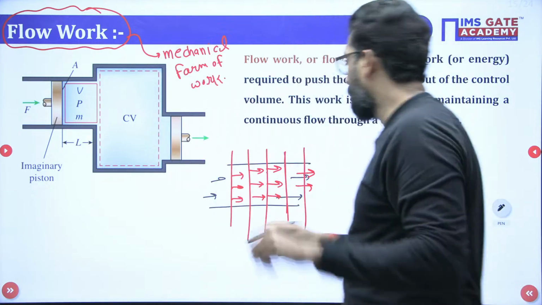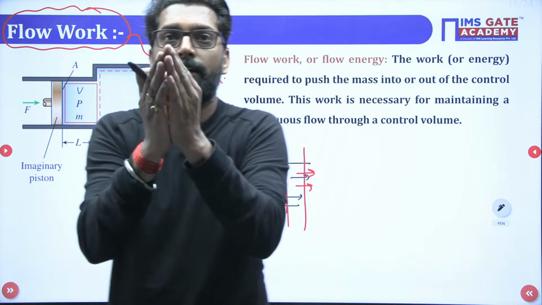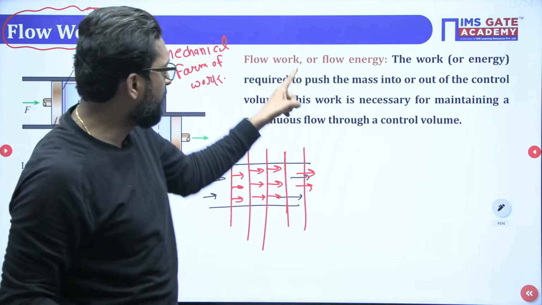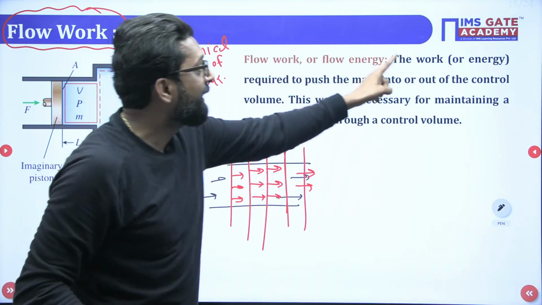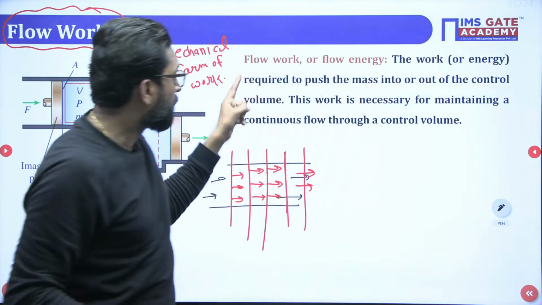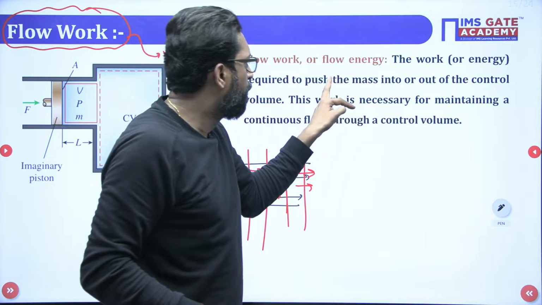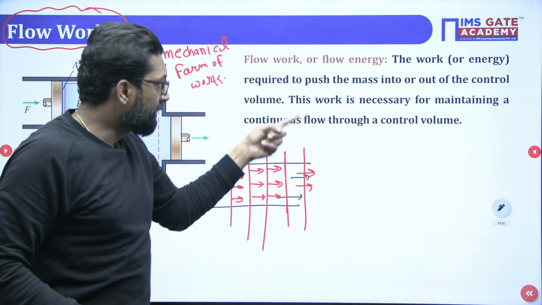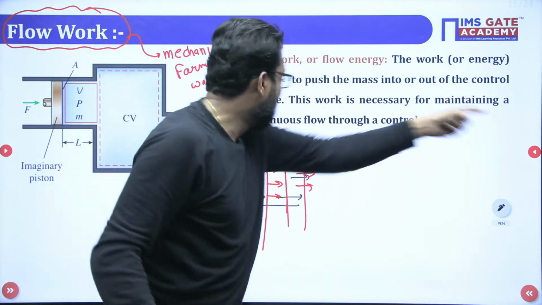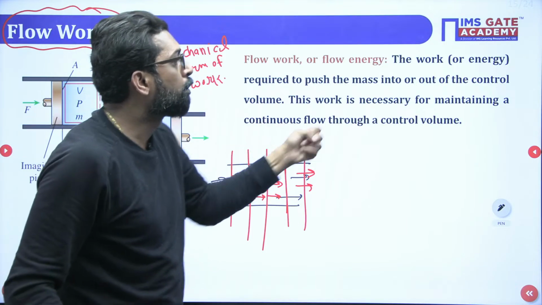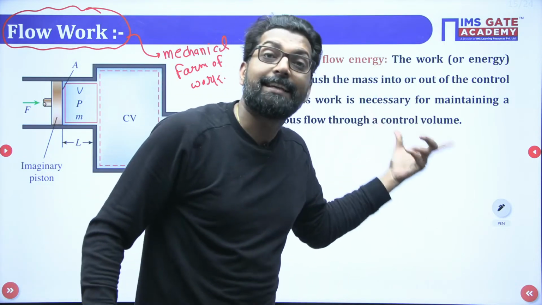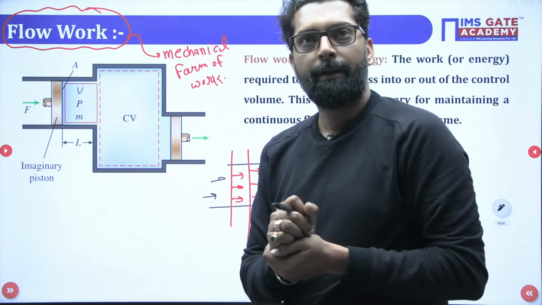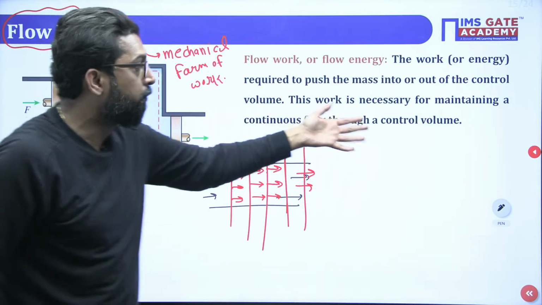If there is a mass, if there is a fluid, and if the fluid is flowing, the fluid itself has an energy to maintain this pressure difference. That means flow work or flow energy is the work or energy required to push the mass into or out from the control volume. This work is necessary for maintaining a continuous flow through a control volume. So that means it is applicable only for the open system.